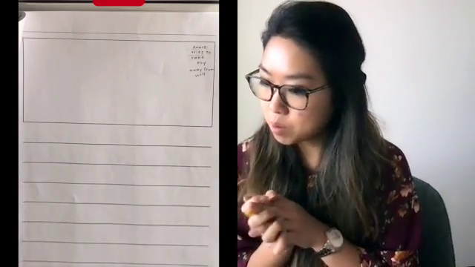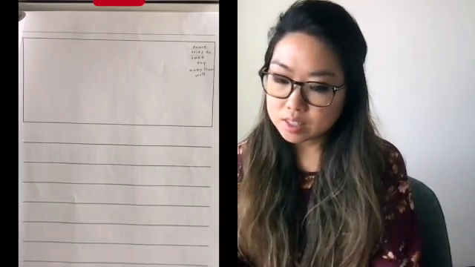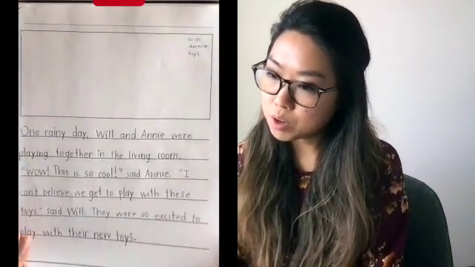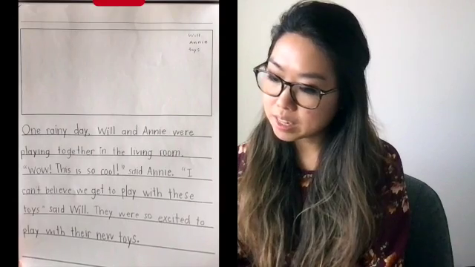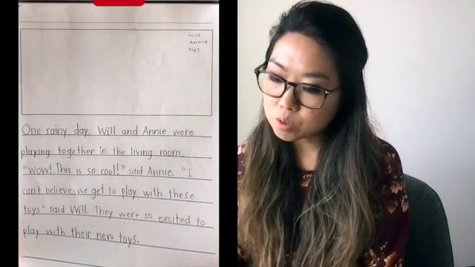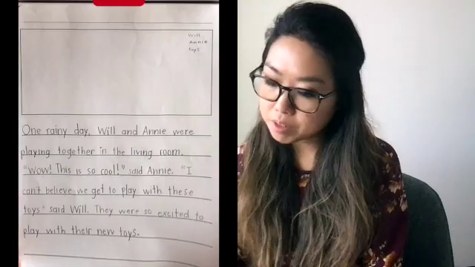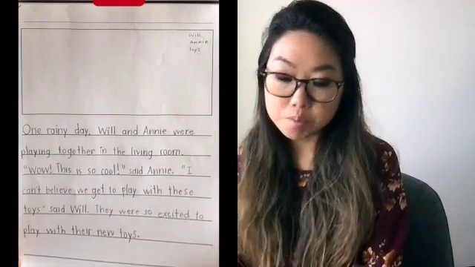I think I am going to, let's see, I'm going to look at my first page. One rainy day, Will and Annie were playing together in the living room. Wow, this is so cool, said Annie. I can't believe we get to play with these toys, said Will. They were so excited to play with our new toys.